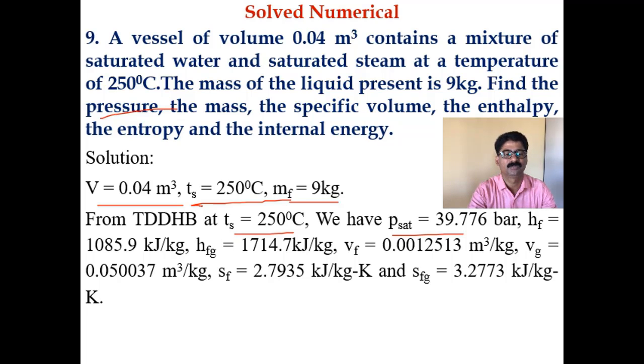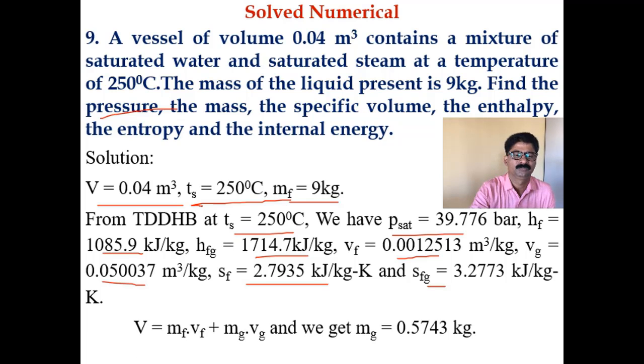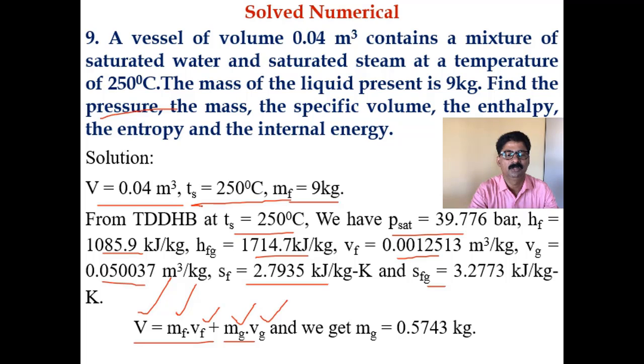hf you note down, hfg you note down, then vf, vg, sf, sfg. All these values you have to note down because you have to calculate specific volume, enthalpy, entropy, and internal energy. So all data is required. Total volume is given, so V is equal to mf into vf plus mg into vg. Here capital V is given 0.04, mf is 9 kg, vf you note from the table, mg is unknown, vg is from the table, so mg you will get as 0.5743 kg.